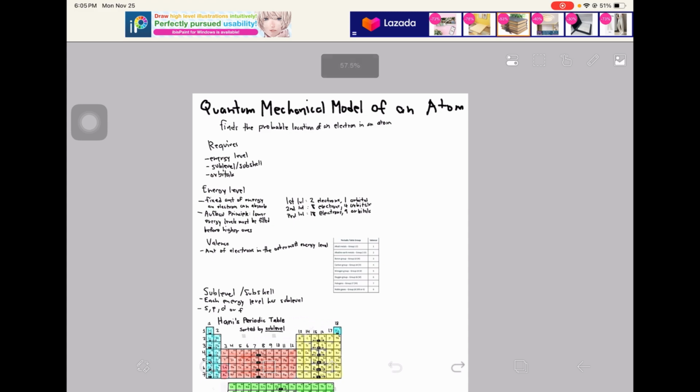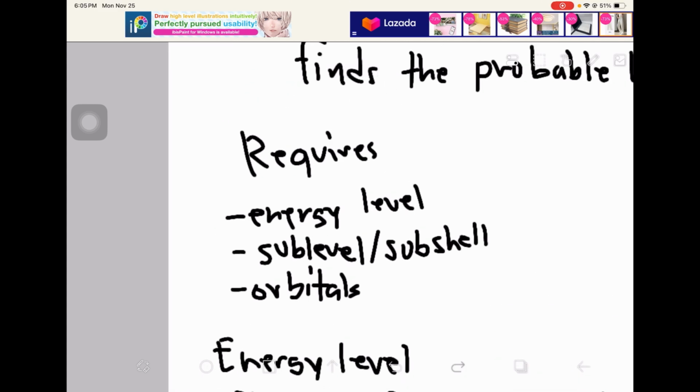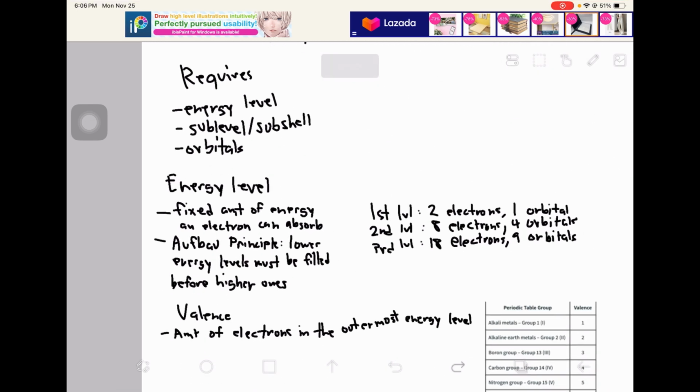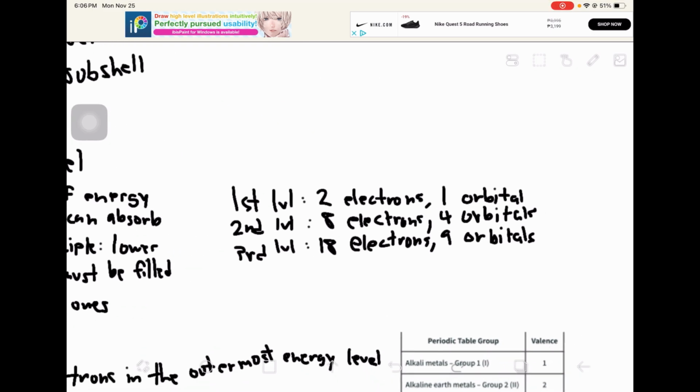Next is the quantum mechanical model of an atom. It finds the probable location of an electron in an atom. To do this, we need to find the energy level, sublevel or subshell, and the orbitals. First is the energy level. It's a fixed amount of energy that an electron can absorb, and follows the Aufbau principle, which states that lower energy levels must be filled before higher ones. Here are the first three levels, with 2 electrons, 8 electrons, and 18 electrons respectively.